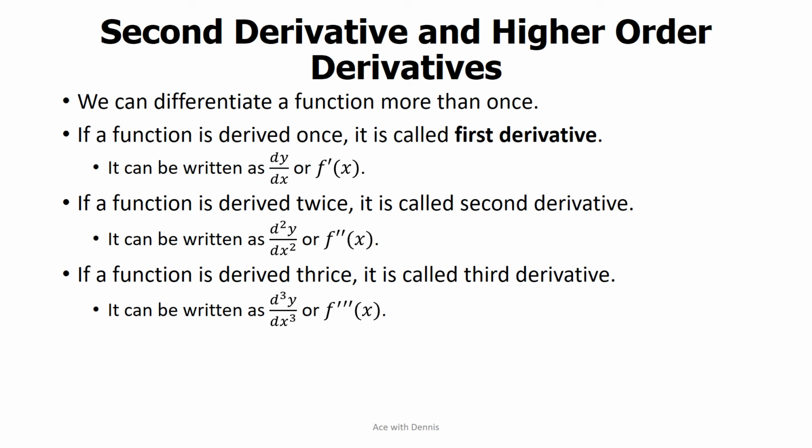Okay, but of course, in O Level, most of the time, the highest order that we can go is the second derivative. So, all this is called higher order derivative.